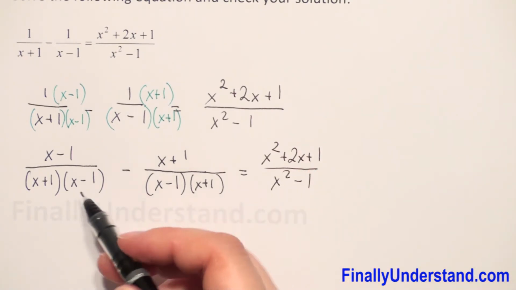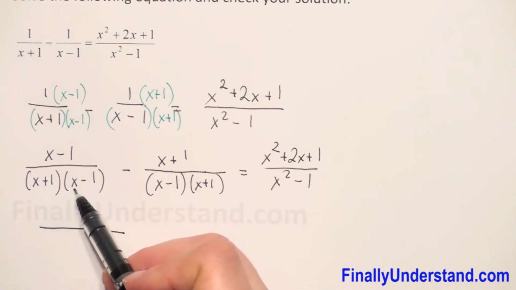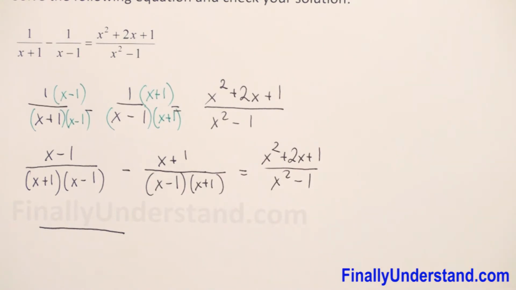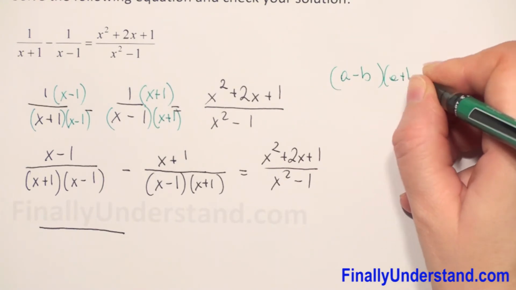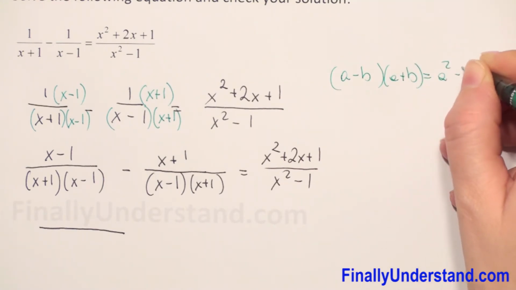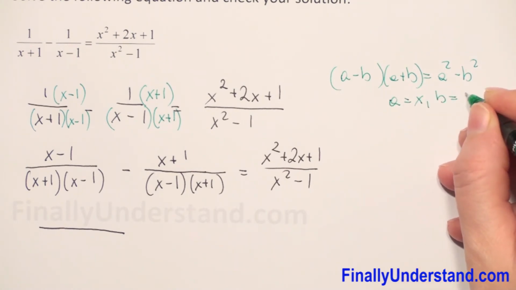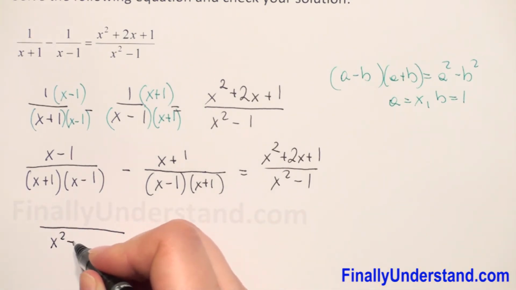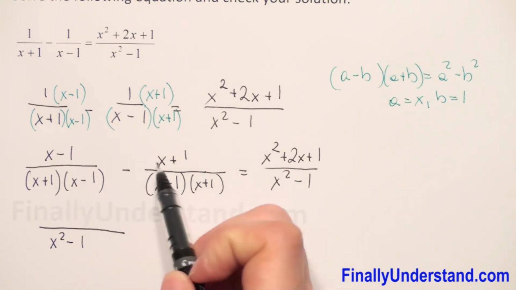Now the same denominator, so we copy the denominator, and we have x plus 1 times x minus 1. What is it? It is the difference of two perfect squares formula. Let me remind you, when we have a minus b times a plus b, this is equal to a squared minus b squared. In our example, a is equal to x and b is equal to 1. So now in the denominator we can write x squared minus 1, and we have to subtract numerators.